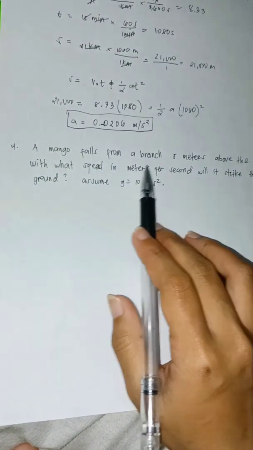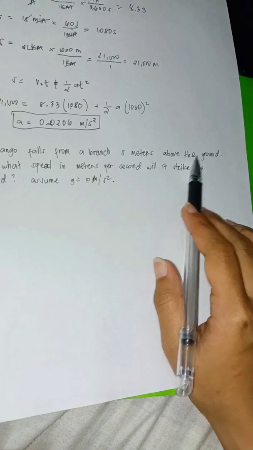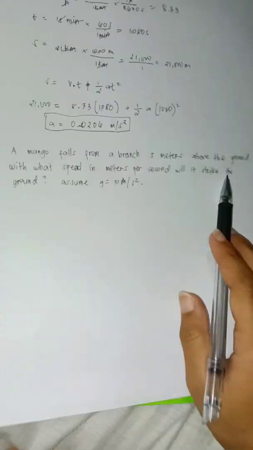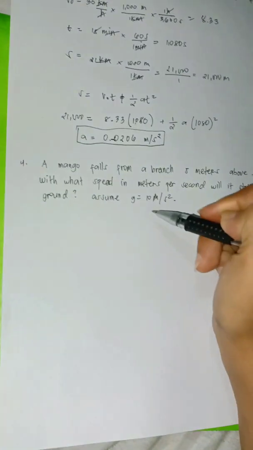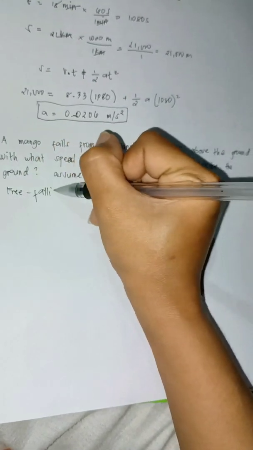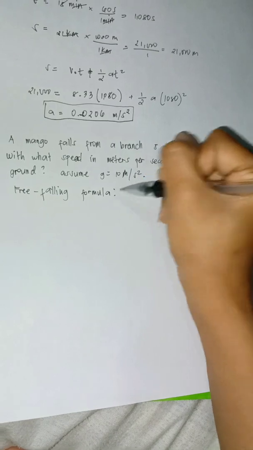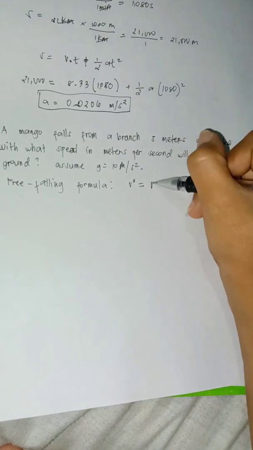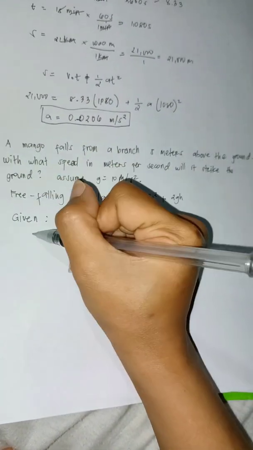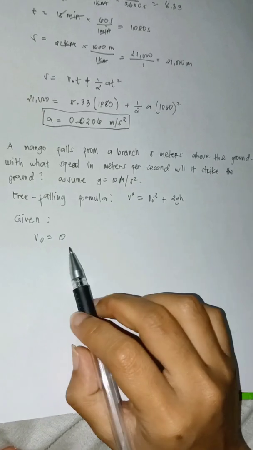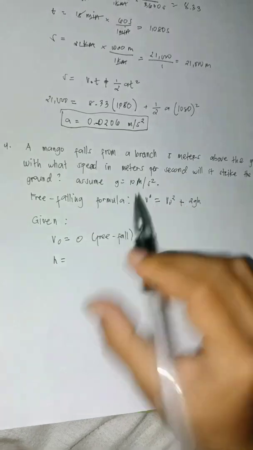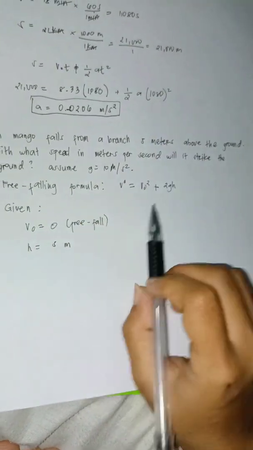Next problem is, a mango falls from a branch 5 meters above the ground. With what speed in meters per second will it strike the ground? Assume that g is equal to 10 meter per second squared, or rather 9.8. And of course, we're going to use the free falling formula, which is v squared is equal to initial velocity squared plus 2gh, where g is the acceleration due to gravity and h is height. We are given initial velocity of 0, of course, because it is free falling. Then our height is 5 meters.